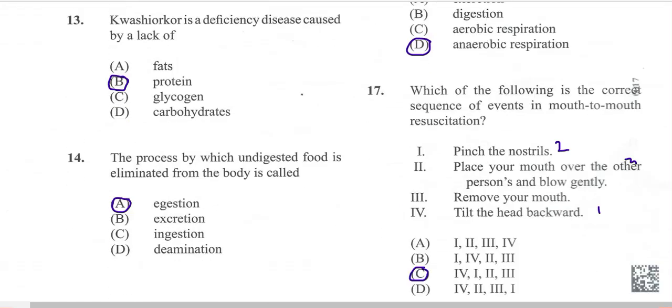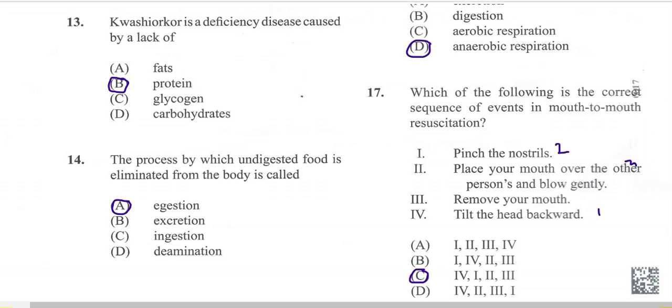The process by which undigested food is eliminated from the body is called egestion. It is not excretion, as excretion is the removal of waste that has actually gone through metabolism. Undigested food has not gone through metabolism. As such, it is egestion. And of course, ingestion includes you taking the food into your body. Deamination is something that is left up for the liver to do. We move on to question number 15, while we say the answer for 14 is of course A.